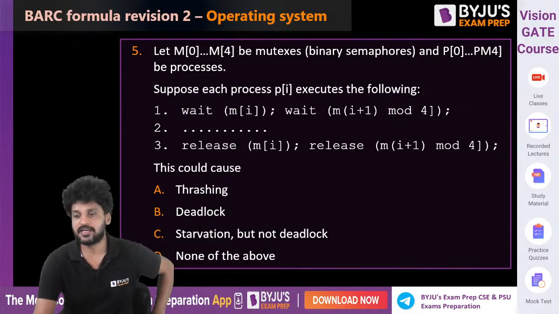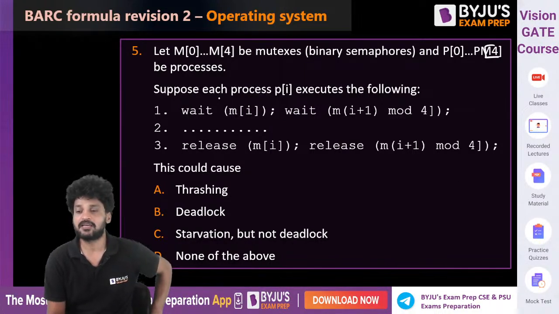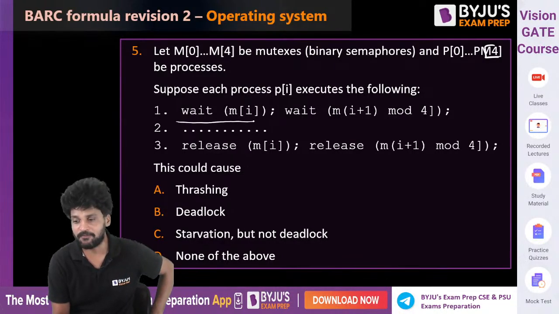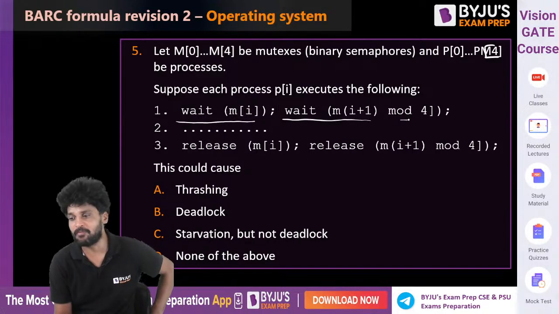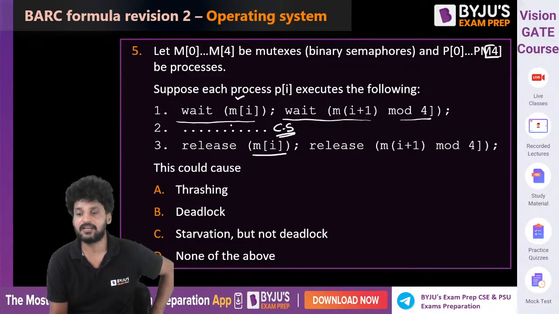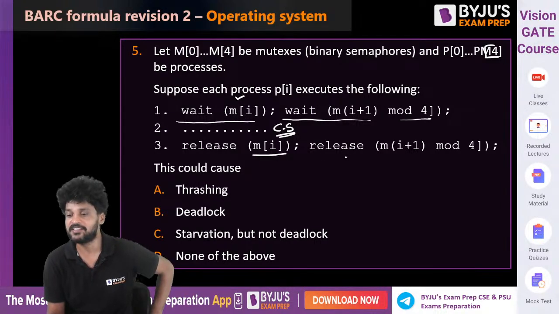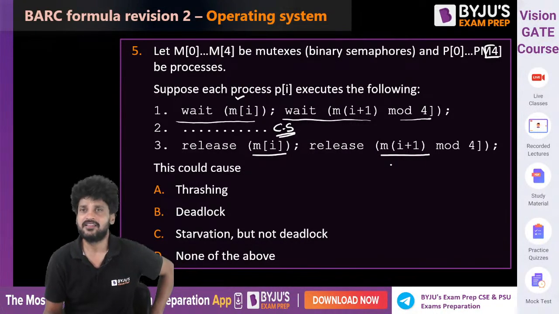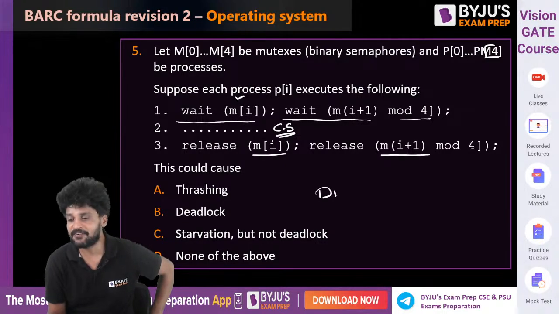Next question is, let M0 to M4 be the mutexes, which are binary semaphores, and P0 to P4 be the resources. Suppose each process Pi executes the following: wait operation on M of i, wait operation on M of (i plus 1) mod 4, followed by the critical section. This is called a critical section. Then release on Mi, which is held by the current process, and it is going to release the next semaphore which has also been held by itself. Now, if you look at this carefully, this is the solution for the dining philosophers problem.